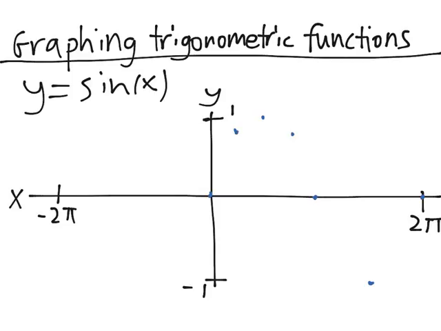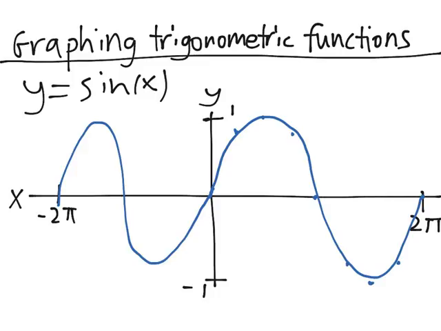And similarly, we have points here and here at minus square root of 2 over 2 for x equals 5 pi over 4 and x equals 7 pi over 4. Now if we connect these points smoothly, we can see what the graph looks like. And it'll do the same thing on the other side of the y-axis.